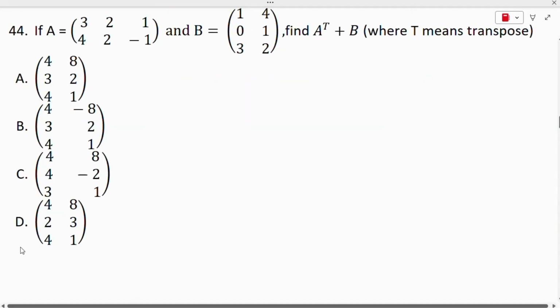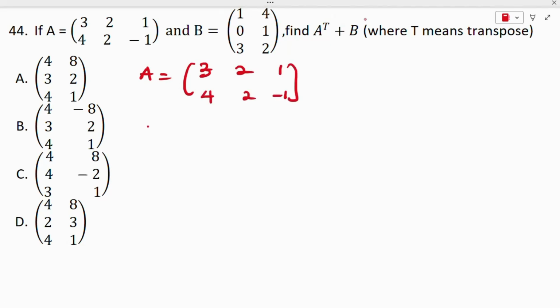Question number 44 says, if a matrix A is 3, 2, 1, 4, 2, and negative 1, and B is equal to 1, 4, 0, 1, 3, 2, find A transpose plus B. T represents transpose, so we are looking for A transpose. So we have the matrix A to be equal to 3, 2, 1, 4, 2, and negative 1.